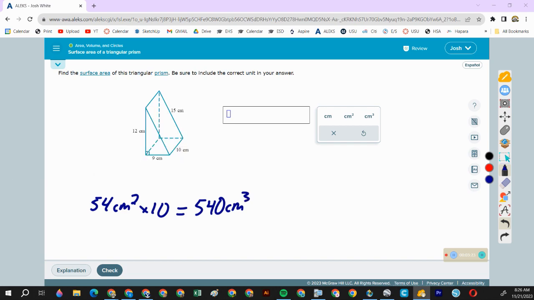The other way to do this would be to treat it like a rectangular prism. So that would be 12 times 9 times 10.